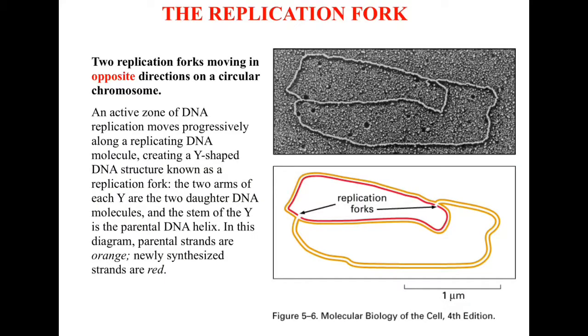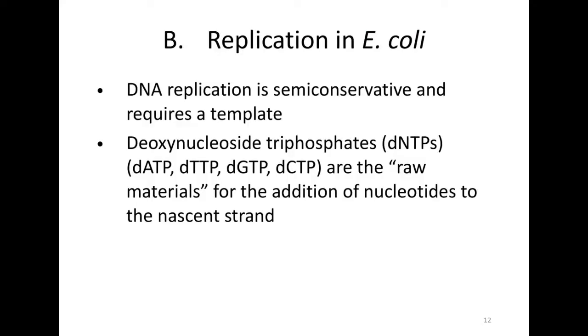So we can see the DNA replication takes place. From the origin of replication, we can see bidirectional replication in a theta-like structure. We can see 2 opposite directions, with one old strand and new strand in yellow and pink colors. The replication is semi-conservative and requires a template. The DNA precursors are the dNTPs, deoxynucleoside triphosphates, like dATP, dTTP, dCTP, dGTP, for the addition of nucleotides and synthesis of the nascent strand.